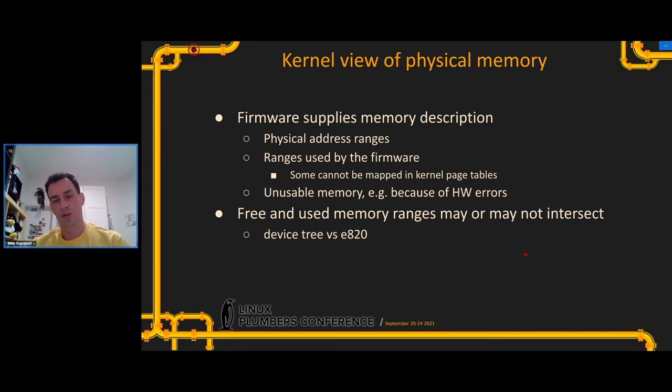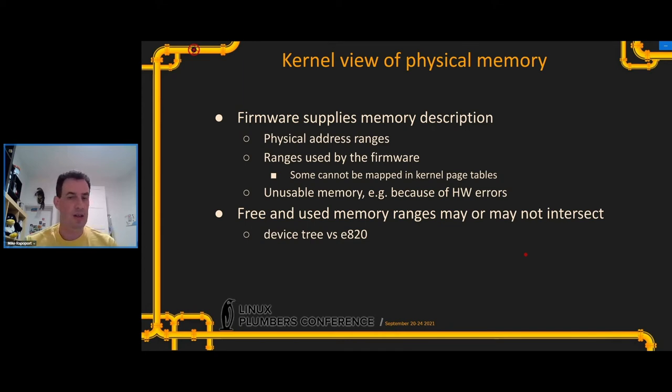On some architectures, there's also a requirement that some areas won't even be part of the kernel page tables, because it may cause a CPU to go nuts about aliased mappings of the same memory. There could be memory that is unusable because of hardware errors and so on. All this information gets into the kernel with either device tree or ACPI or E820, EFI, or whatever other bootloader mechanism there is for a particular architecture. Now, one interesting thing is that there could be two entirely different ways of defining what memory is usable and what memory is not usable.